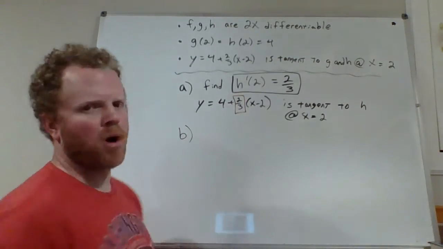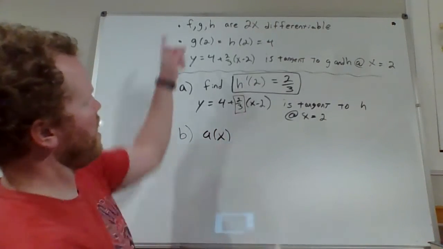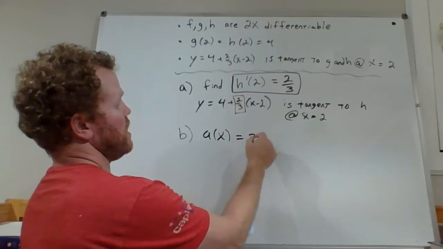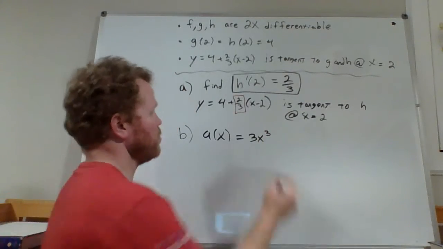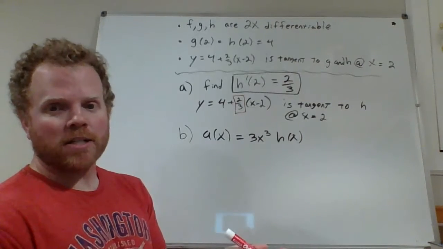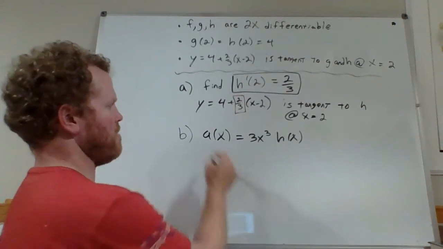Part B, a little bit more work to do, but it gives you this fourth function. We have f, g, and h, and now they're adding a to the mix. And a of x is 3x cubed times h of x. And they want you to find two things, a prime of x and then a prime of 2. So you can't really find a prime of 2 until you've found a prime of x, so let's knock that part out first.